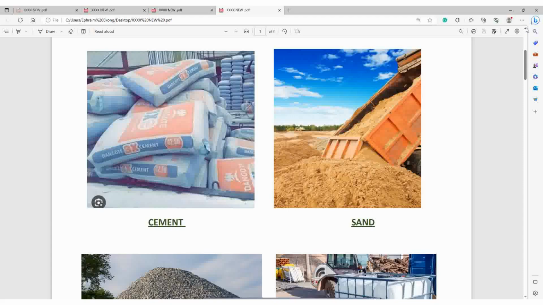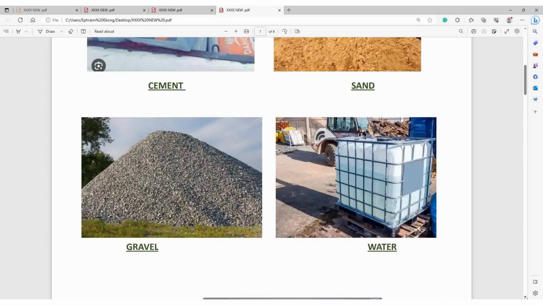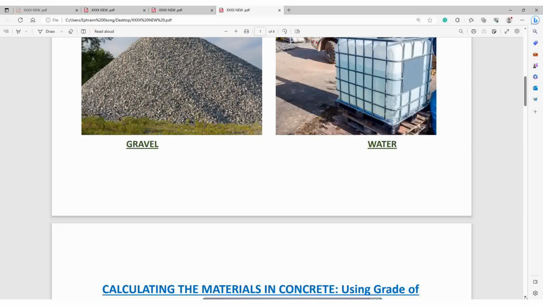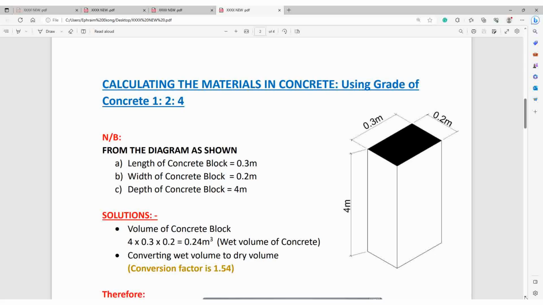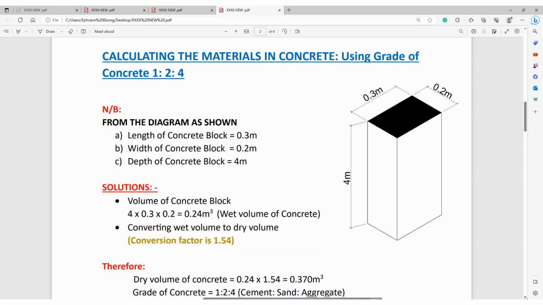We have the cement, we have the sand, we have the gravel, we have the water. So you have to take note of all this. It's important and imperative in carrying out your concrete work. So let's move further. I will teach you how to calculate the materials in concrete using grade 1 to 4. We have other concrete grades, but in this course of learning, I'll use grade 1 to 4 as a typical example. So let's move forward.